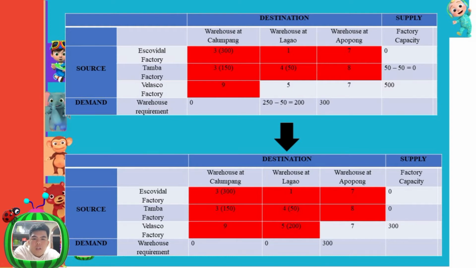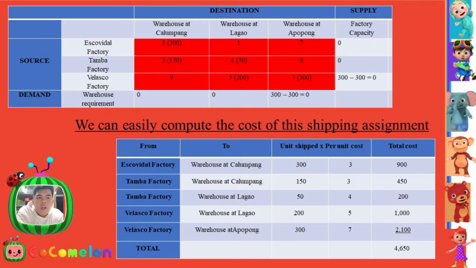So after ma-solve yung transportation table, now we can easily compute the cost of shipping assignment through this table: from, to, then unit ship times per unit cost, then total cost. So, ganun lang yung 3, then 300, diba? So, from Escovidal factory to warehouse at Kalumpang, 300 yung unit ship, then 3 yung unit per cost, then umabot sa 900 yung total cost.